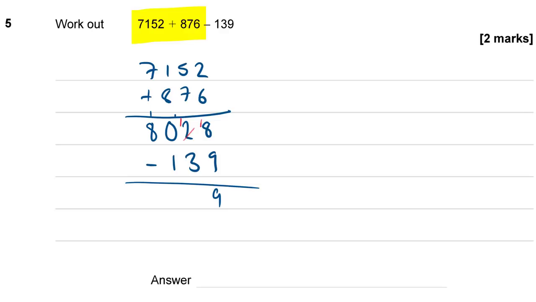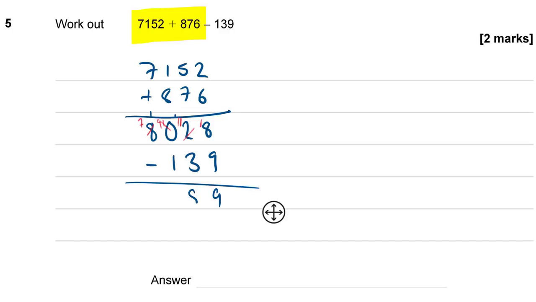Going to borrow... Well, I can't borrow from 0, so I'm going to have to borrow one from 8, so it becomes 7, that becomes 10, and then I'm going to have to borrow one from the 10, so that becomes 9, and this becomes 11. 11 subtract 3.